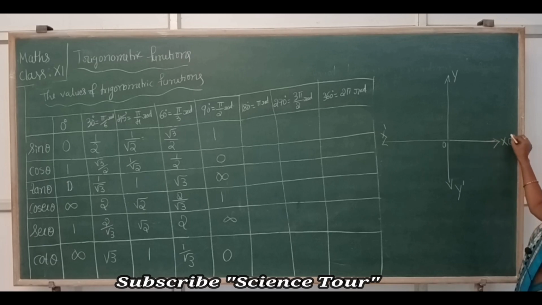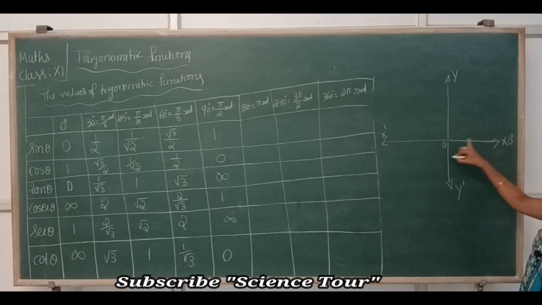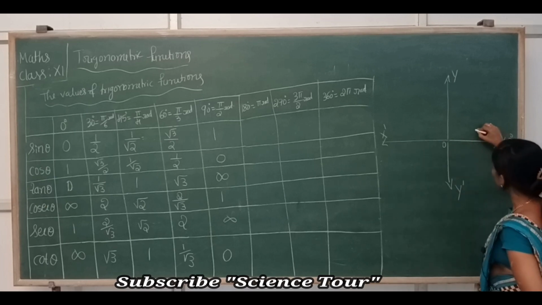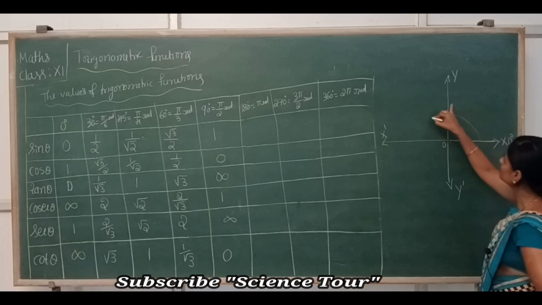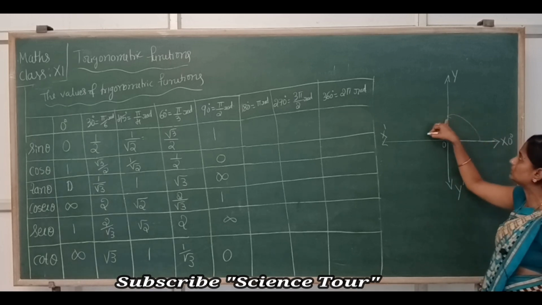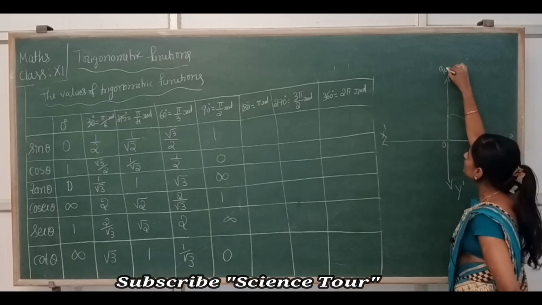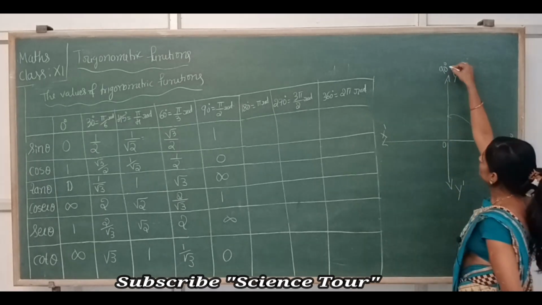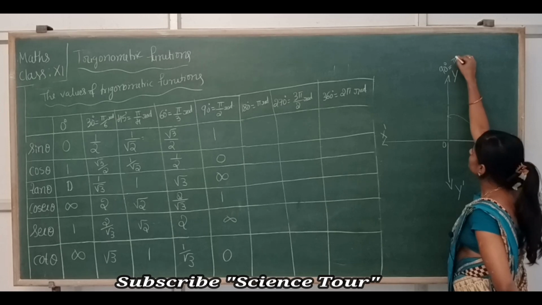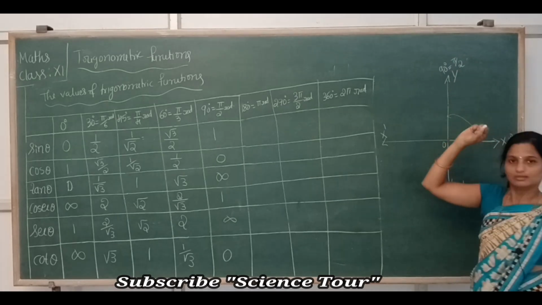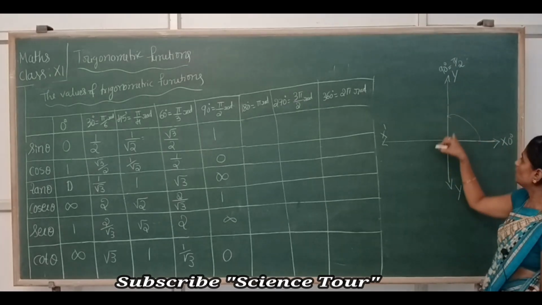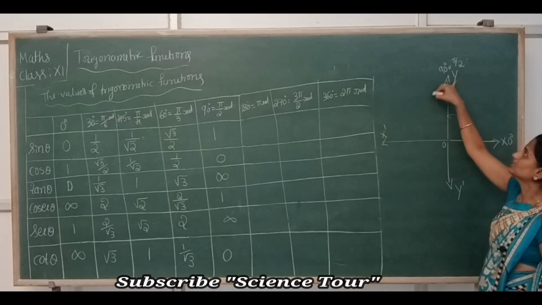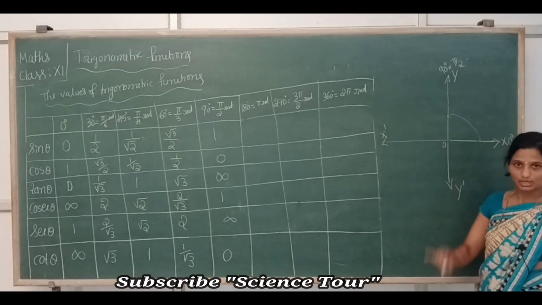So what is your angle? Angle is in degrees, so that is 0 degree. I am starting here, and if I move like this and it comes here, what is this angle? Here to here is 90 degree, right? 90 degrees is equal to how many radians? It is pi by 2 radians. Remember both values. So OY is 90 degree or pi by 2.